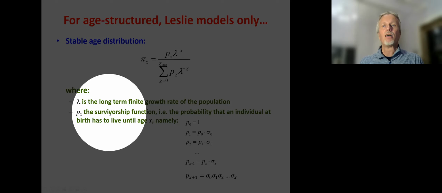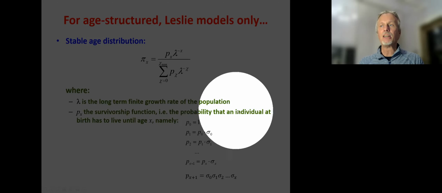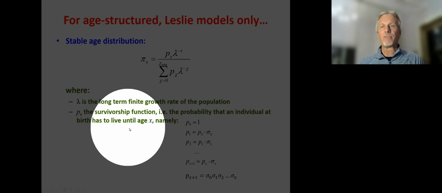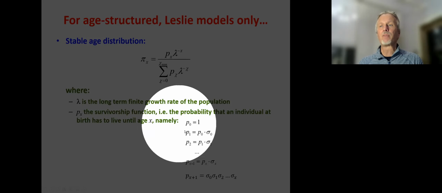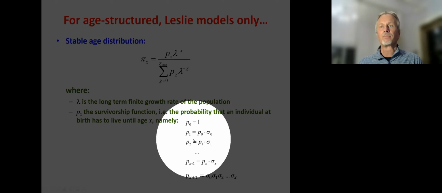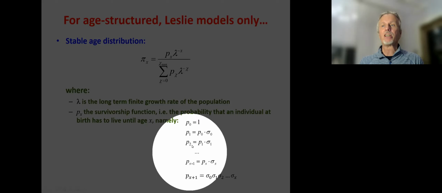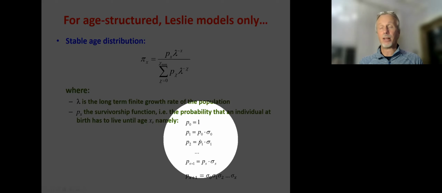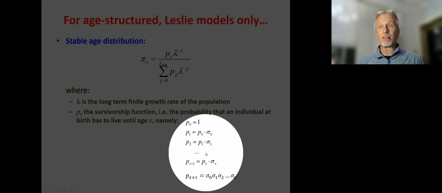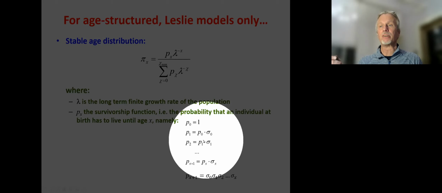And P of x is the so-called survivorship function. That is the probability that an individual at birth has to live until age x. This probability, of course, at birth is equal to 1 by definition, and then it can be computed recursively. The probability of individuals at birth to live up to age 1 is equal to the probability of surviving until the previous year times the survival from the previous year to this year. So in this case it would be P0 times sigma 0.